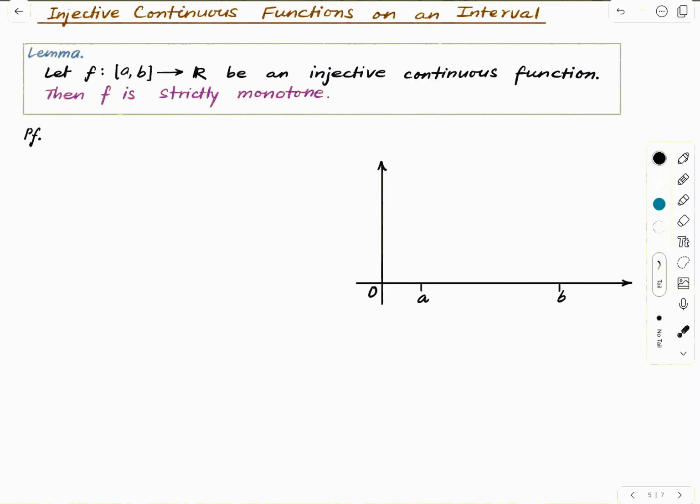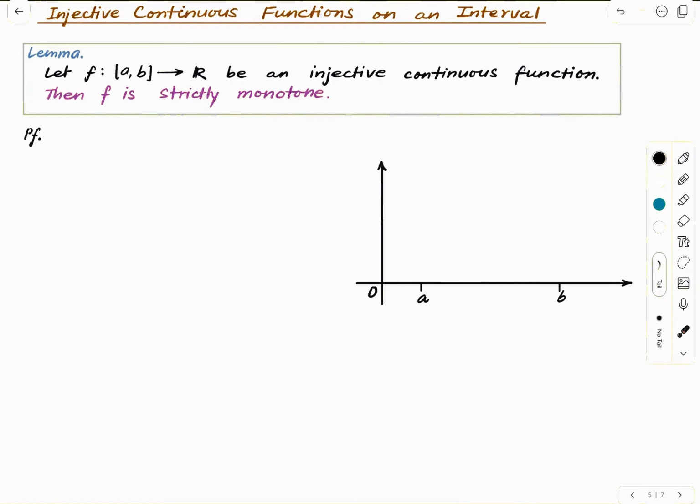Now here is what we want to talk about. What about continuity? How does this notion relate with continuous functions? So fix an injective continuous function on a closed interval, a compact interval in fact. This is a compact set. We want to prove that f is strictly monotone, which means it is either strictly increasing or strictly decreasing.